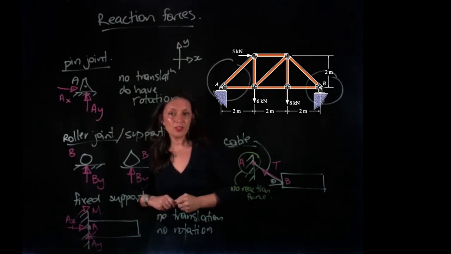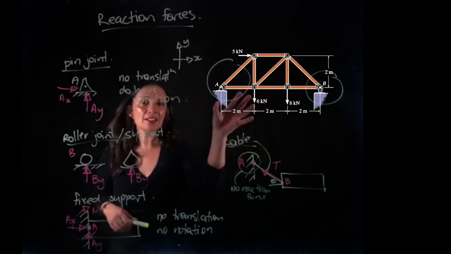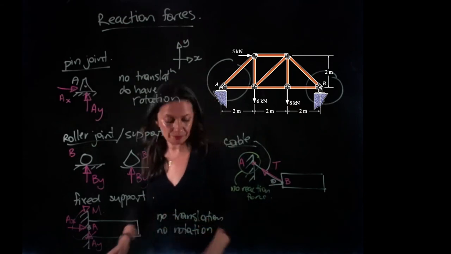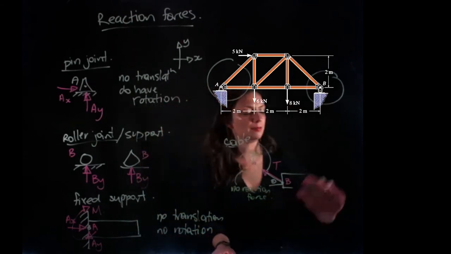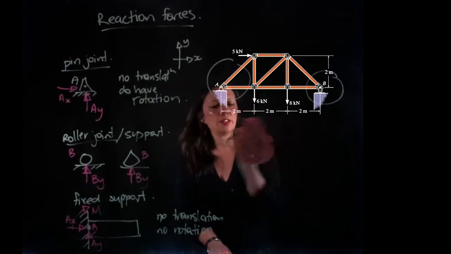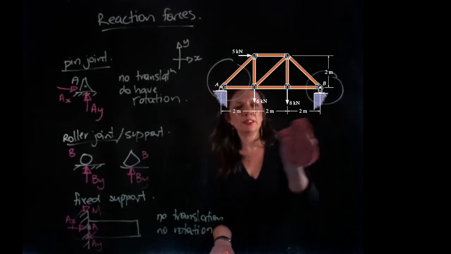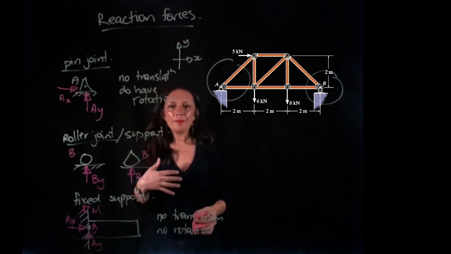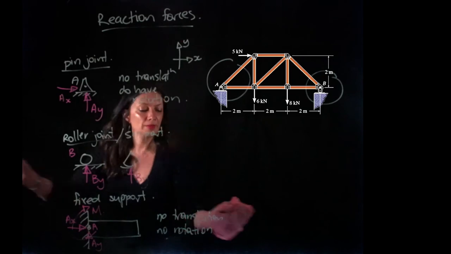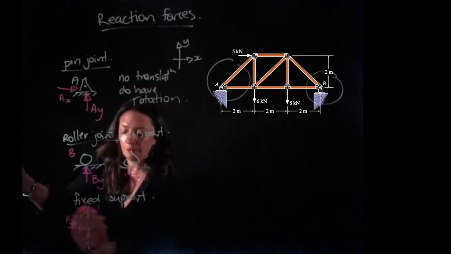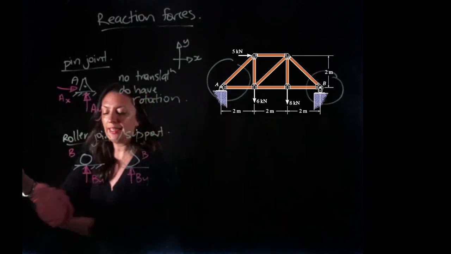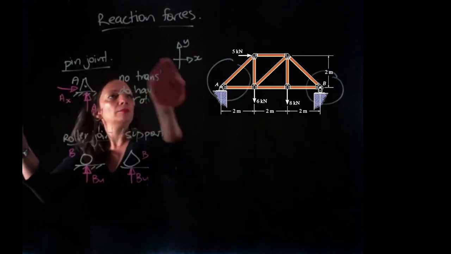So I think what we should do now is try and see if we can calculate the reaction forces at A and at B for this truss. So let's just clean this up. Whilst I'm cleaning up the light board, let's have a think about how to solve this problem. What's the first thing that we're going to do to find the reaction forces at A and B?